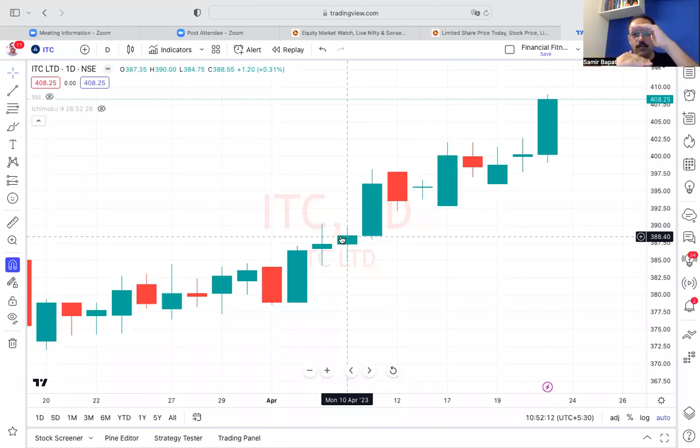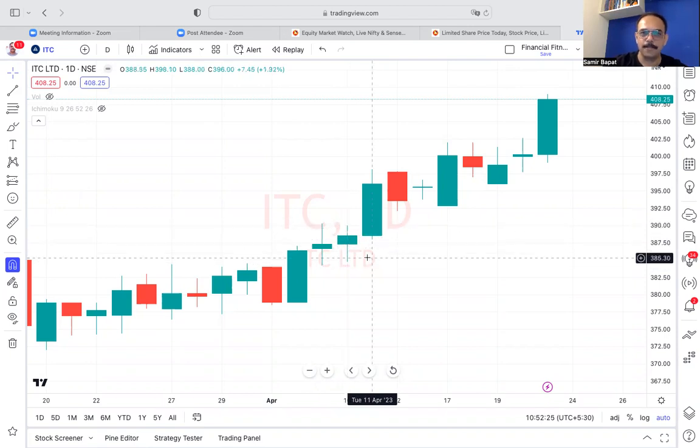If close is lower, then the body is red. If close is higher, the body is green. That body is colored with green color, and wick is drawn, lower wick and upper wick. This is how the candlesticks are drawn. Everyone okay? So far, so good?